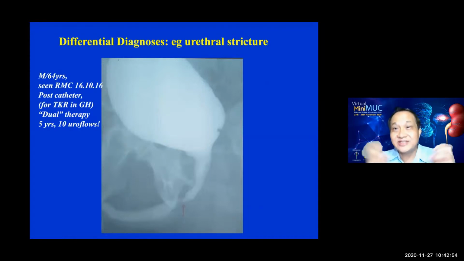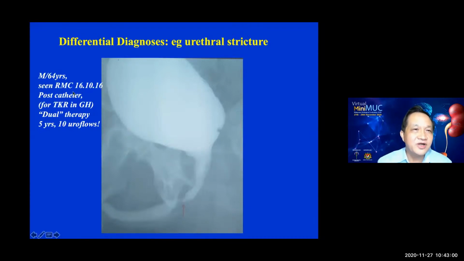Another patient I saw. So we just talked about the differential diagnosis of LUTS, which we often miss. This patient, I saw in the peripheral town in 2016, and he had difficulty passing urine, frequency, whatever. Now we train the doctor to say, you must do uroflow, document the flow rate. And he had 10 uroflows done over 5 years on dual therapy. No improvement. Better go and see the old doctor.